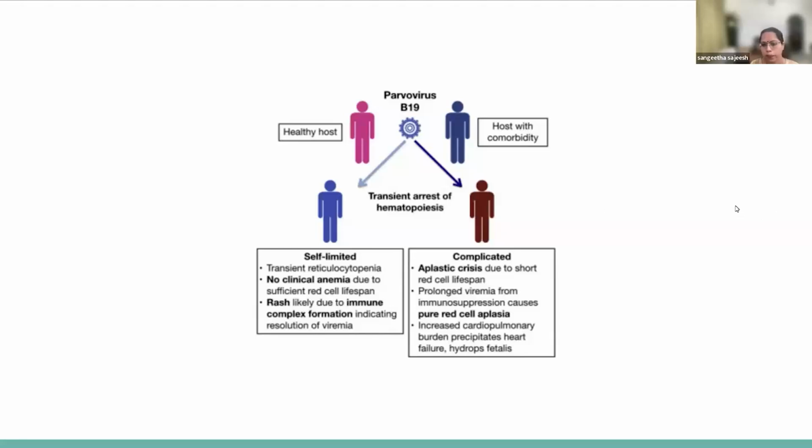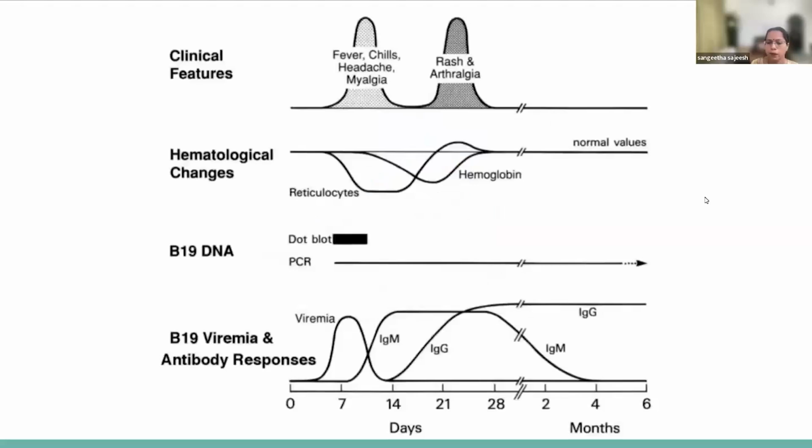And in a host with comorbidity, it becomes complicated because it can develop an aplastic crisis, because the short red cell lifespan and the prolonged viremia from immunosuppression can cause pure red cell aplasia. And this all can lead to other fatal issues like cardiopulmonary burden, heart failure, etc. So this graph shows the clinical features, hematological changes, viral DNA, and antibody responses.